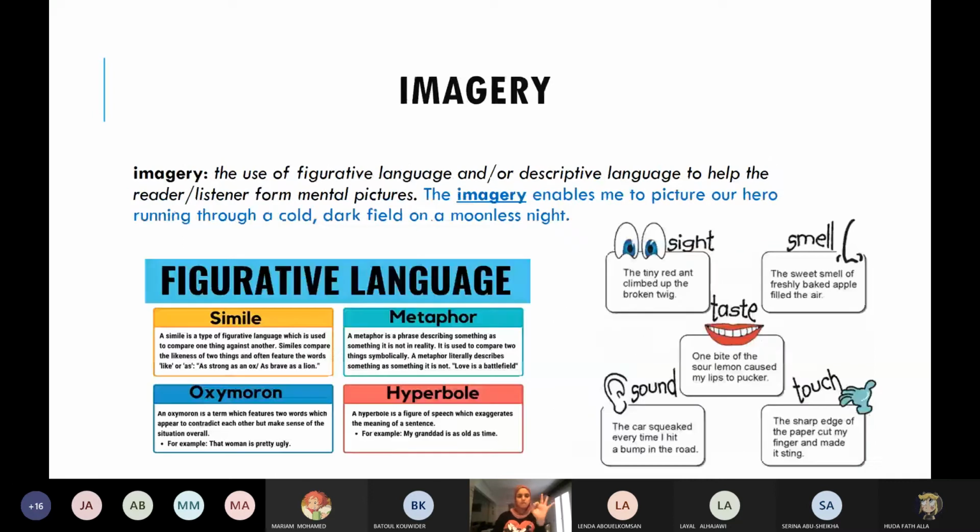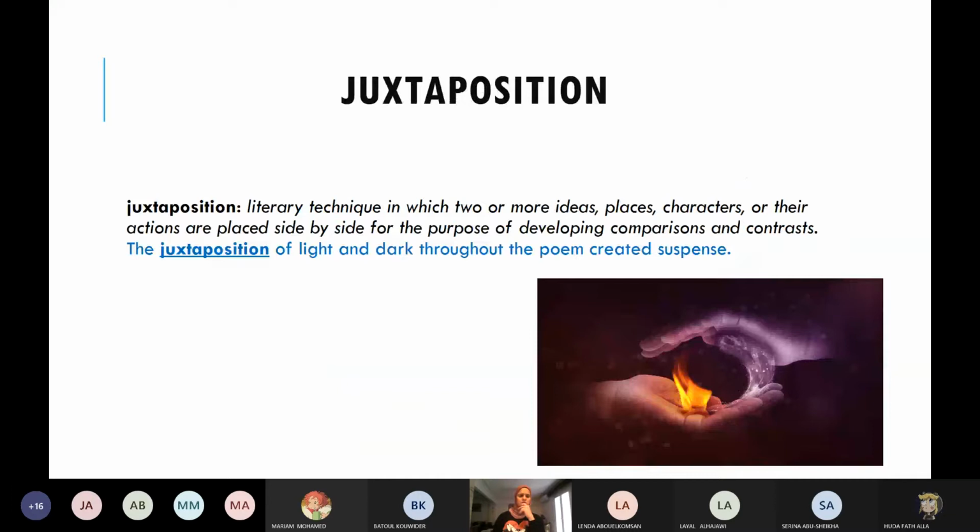exposition, imagery, and then juxtaposition. What is juxtaposition? Juxtaposition is a literary technique, a technique the author uses, in which two or more ideas or places or characters or actions are placed side by side for the purpose of developing.